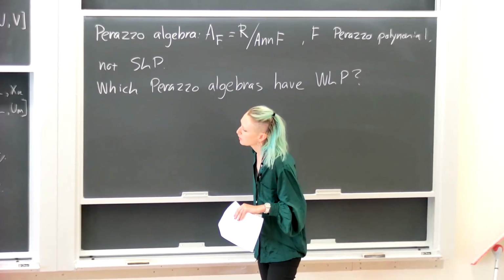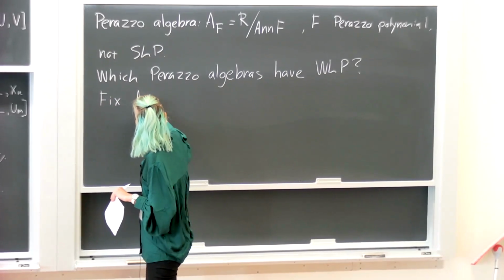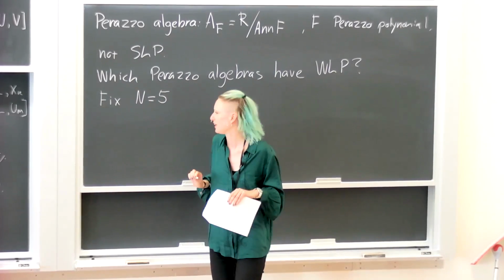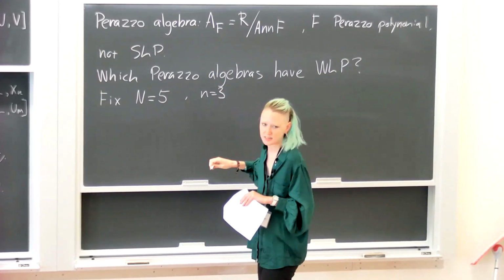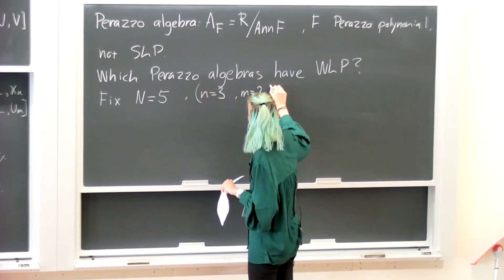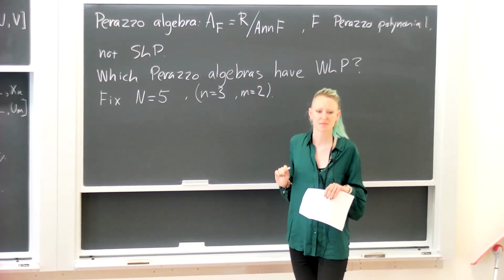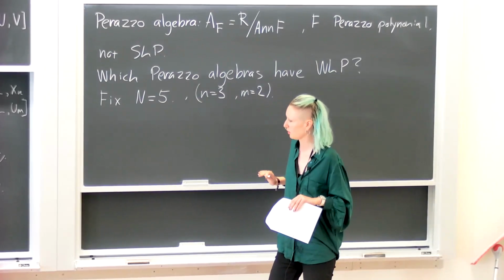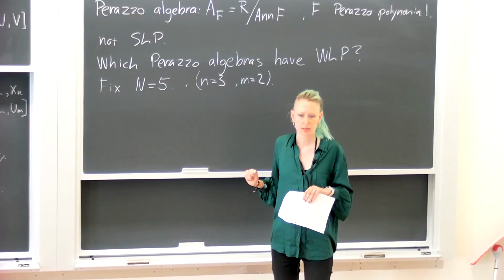And from now on, I'm going to fix the number of variables to be 5, which is the smallest possible case that we can have. So now the number of x variables is 3, and the number of u variables is 2. So it's the smallest possible case, and for the rest of this talk, we only think about that case. So this assumption is for the rest of the talk. And let's also look at what happens in small degrees.